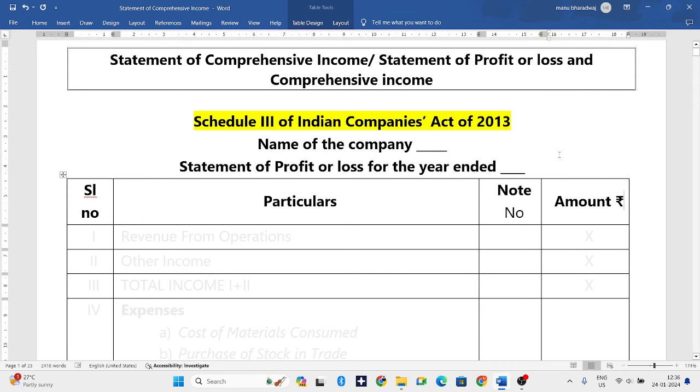solve the working note, because under the same head two different items they would have given, but we want the aggregate final answer. So to get that, we have to solve the working note, and that reference number or the note number should be mentioned in this particular column, and the final amount should be written here.